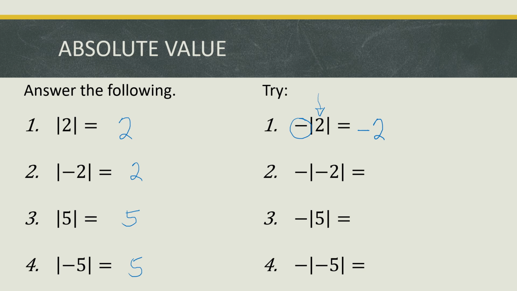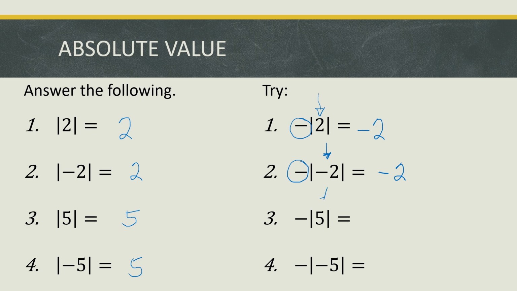Next, number 2. Negative absolute value of negative 2. Again, first, get the absolute value of the integer inside the absolute value sign. The absolute value of negative 2 is positive 2. Then get the symbol of the negative, which is going to get the opposite of positive 2, and that is negative 2. The same with example number 3.